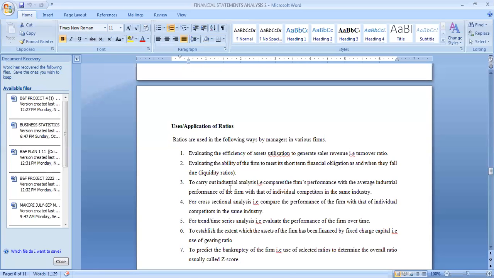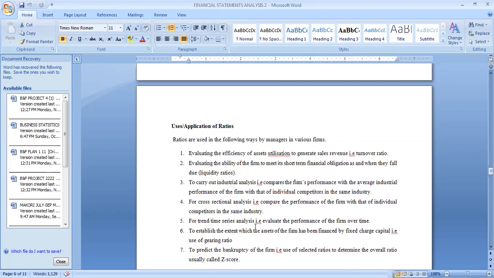Also, to carry out industrial analysis, that is where you compare yourself with your equals in the industry. If you are a 5-star hotel, you compare yourself with the other 5-star hotel through the computation of ratios. You compute your ratio, and then you also compare the ratio of those competitors which you are in the same industry and also in the same level. Ratios can be of help in that particular circumstance. For cross-sectional analysis within the firm, this is almost the same here. And also for trend analysis.